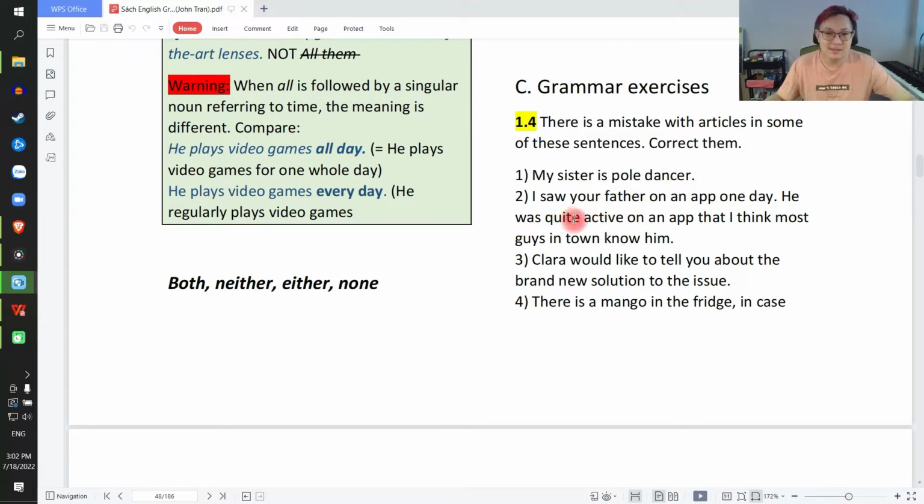Number 2, I saw your father on an app one day. He was quite active on the app that I think most guys in town know him. The app, because here first we mentioned an app, we introduced an app first, and now the people know exactly what app we're talking about. So here it received a definite article, the app.